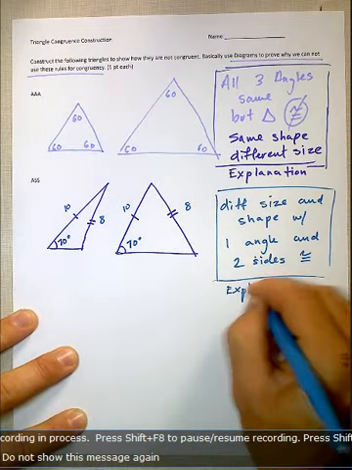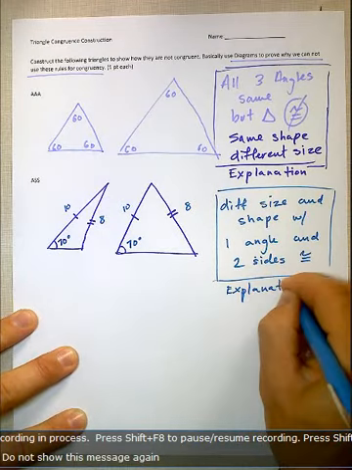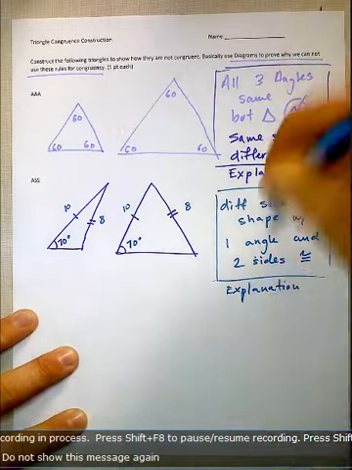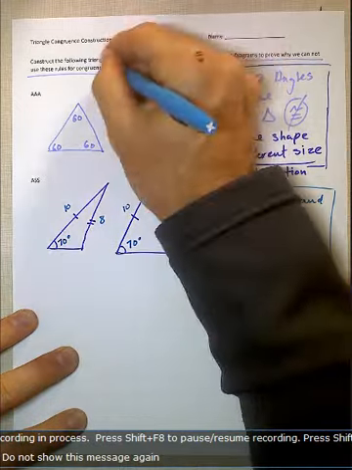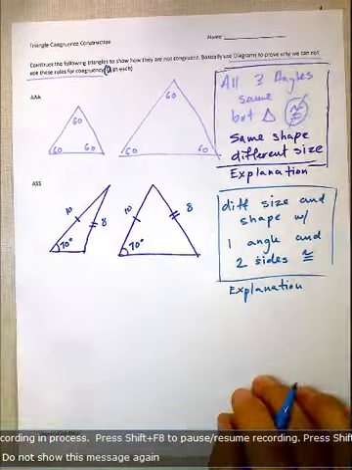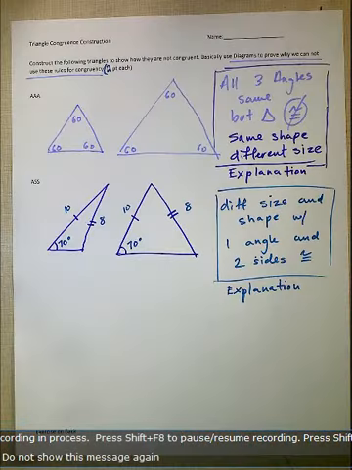And because I'm adding the explanation here, I'm going to make these 2 points each. And this should be your best example of 100.